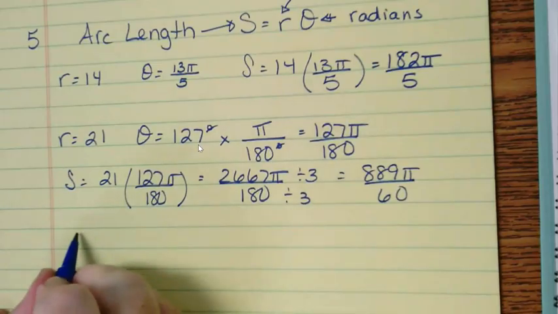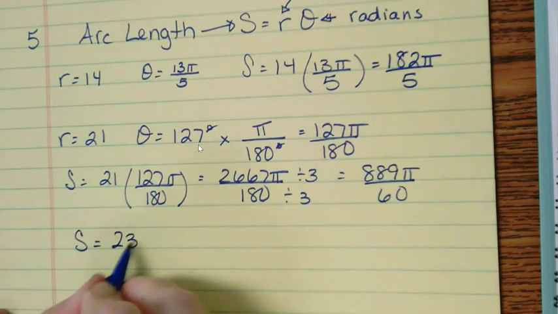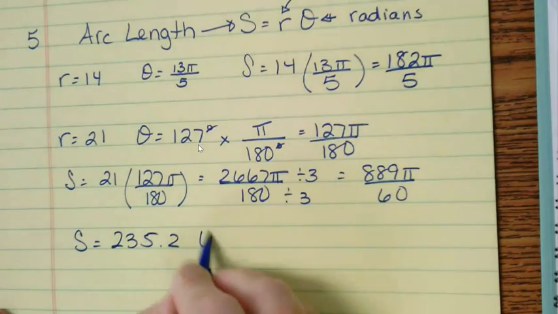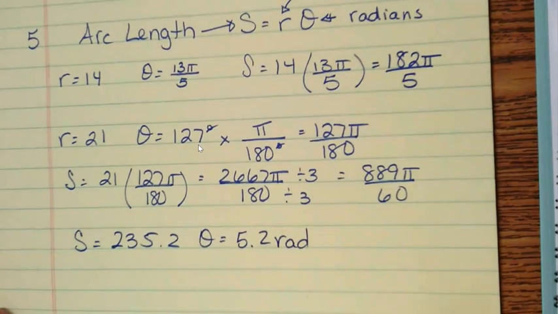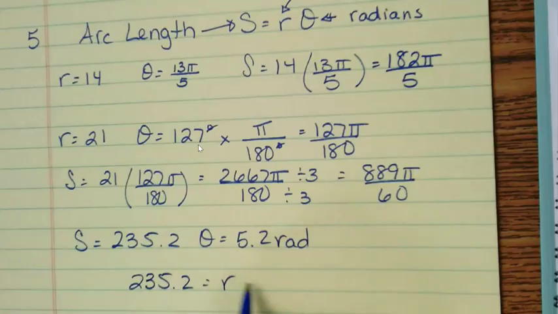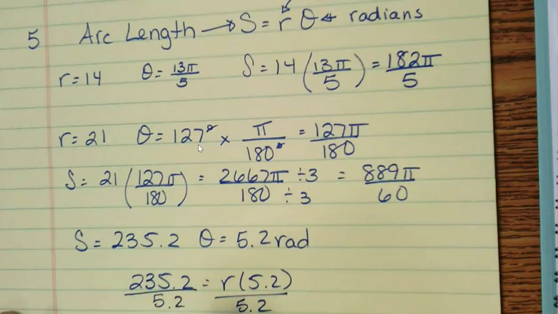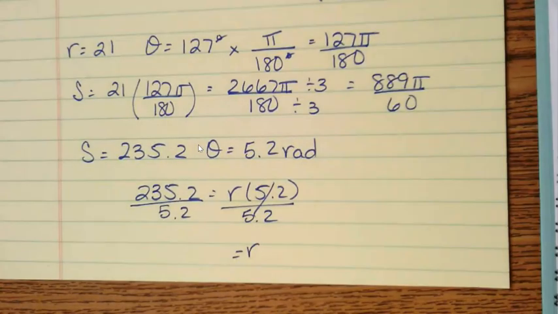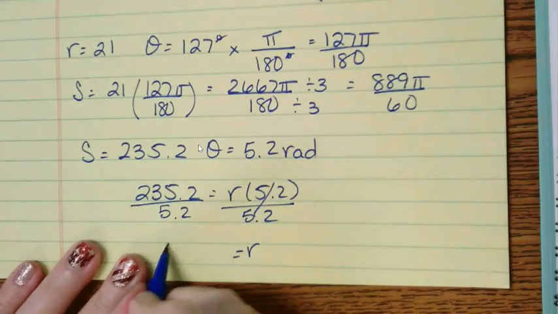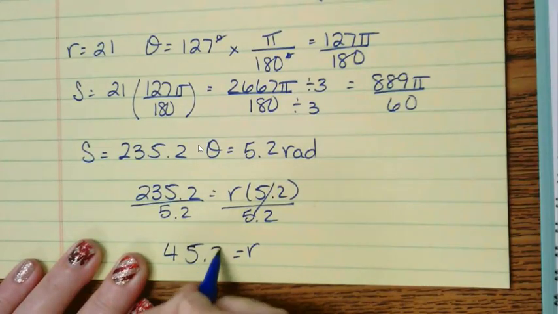Last but not least, they're telling us arc length is 235.2 and theta is 5.2 radians. They're telling us we're in radians. So you're just going to plug in what you know into your equation and solve. Divide by 5.2, divide by 5.2, R equals, I get 45.2.